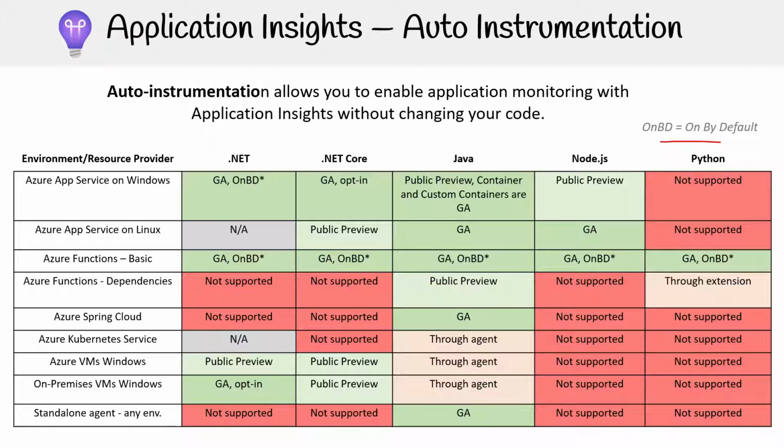For applications written in .NET and hosted on Azure App Service on Windows, Application Insights is generally available and enabled by default. For applications written in Python and hosted on Azure Functions, Application Insights is available and enabled by default. But for dependencies monitoring, you will need to use an extension. So that's an overview of Application Insights instrumentation.